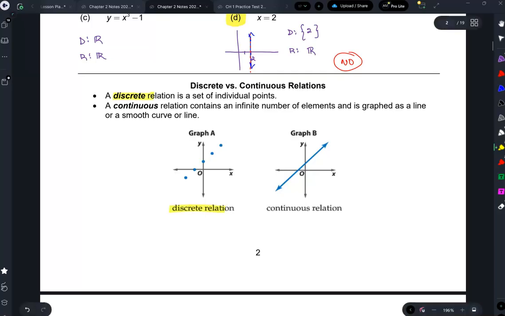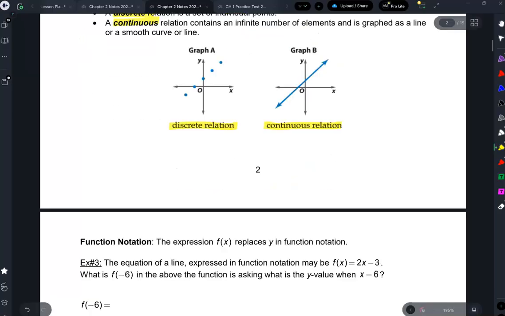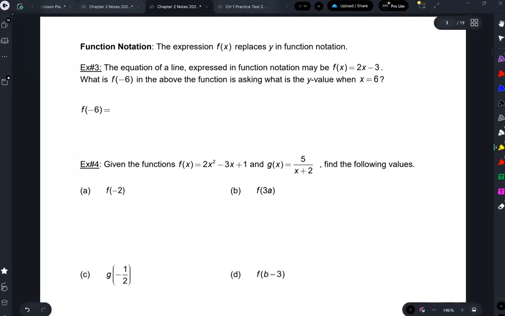A discrete relation is like this, where you just have points on a graph, not connected. Continuous is when you have a smooth curve or line. How many points exist on that continuous relation? Infinite amount. Okay? Now that we're talking about functions, let's talk about function notation.